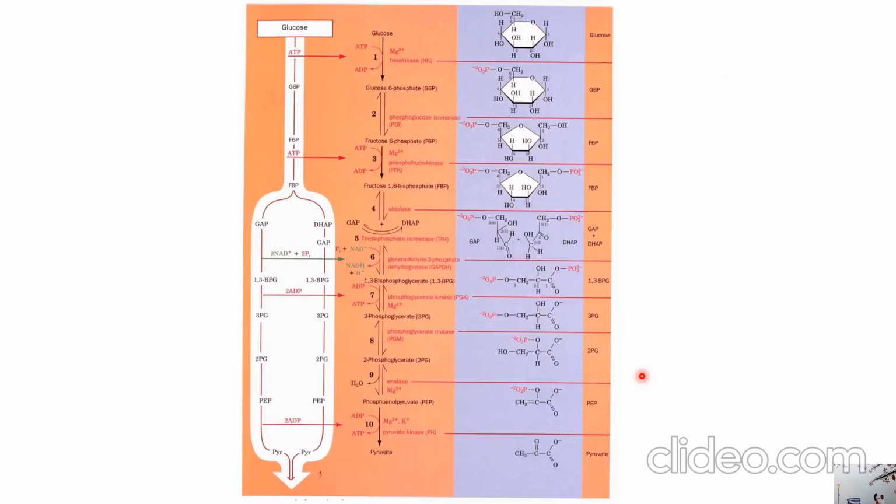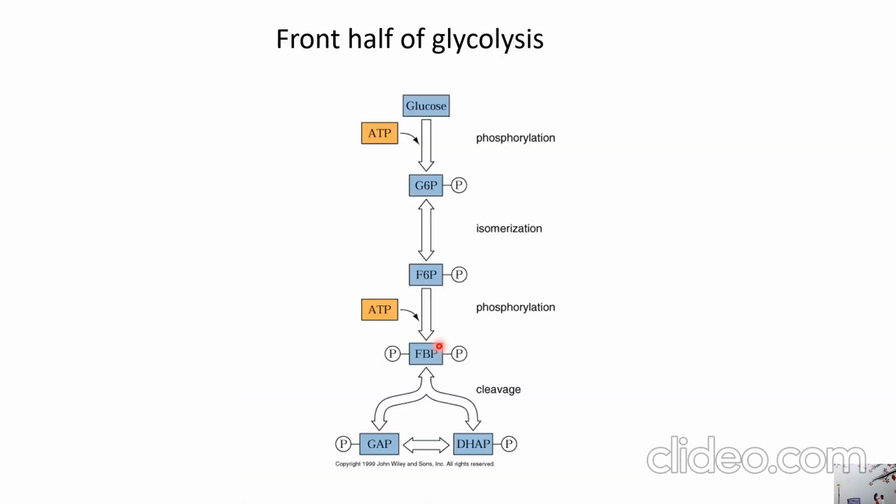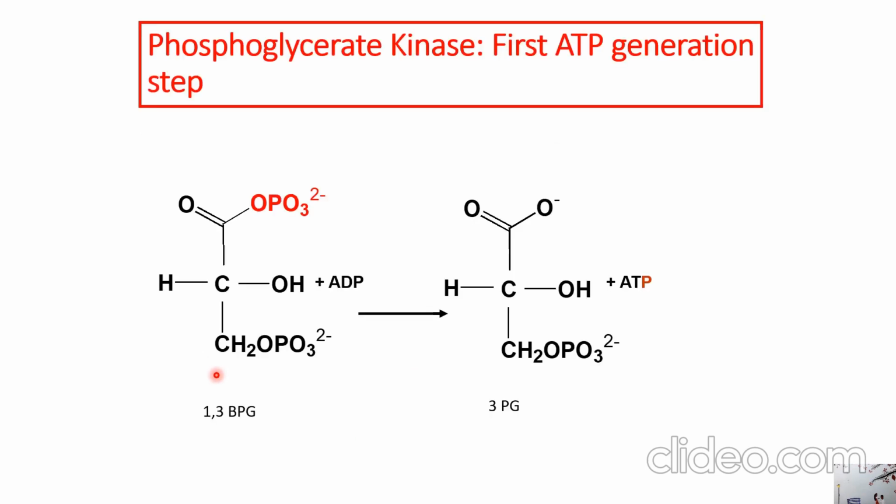So again, this is the pathway. From 3-phosphoglycerate to 2-phosphoglycerate, this is the enzyme, phosphoglycerate mutase. We have talked about the front end of glycolysis in detail. If we talk about the different enzymes, phosphoglycerate kinase will be the first ATP generation step.